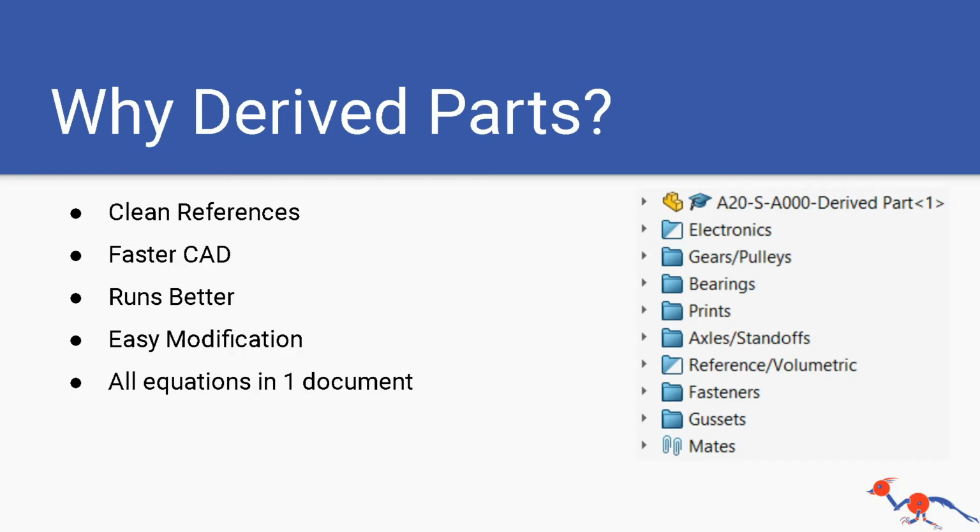And so you see in the picture over here on the right, this is my main assembly file. I have the derived part, and then I have everything not in the derived part, which is generally electronics, things bought off the shelf, that sort of thing.